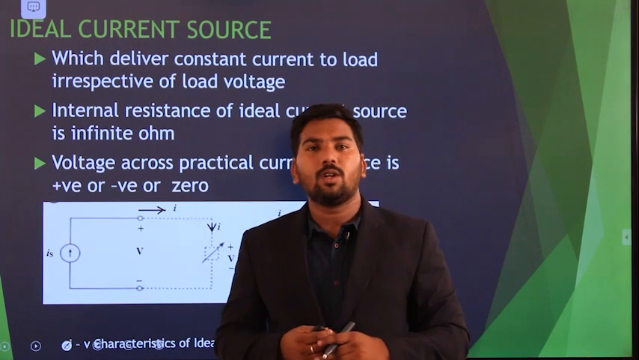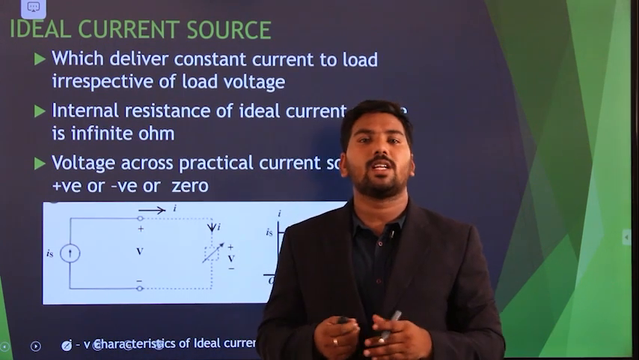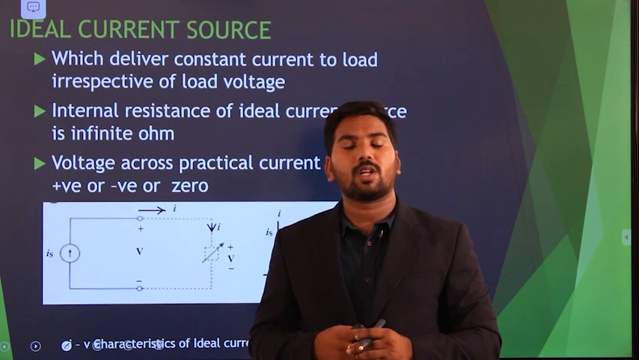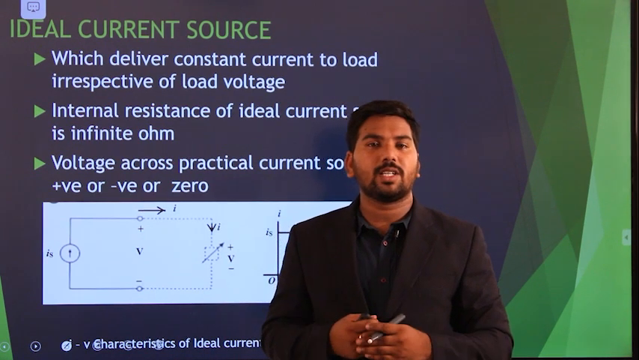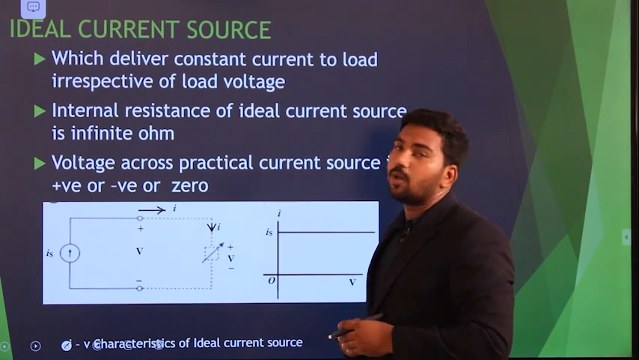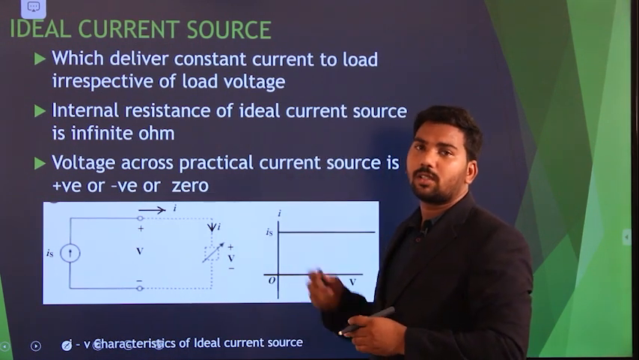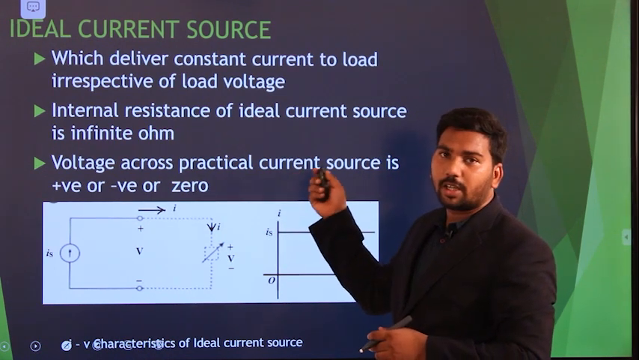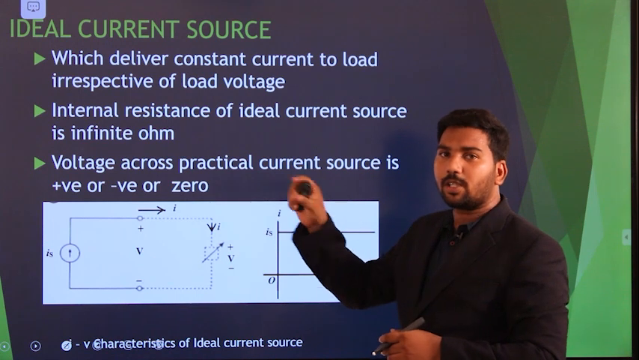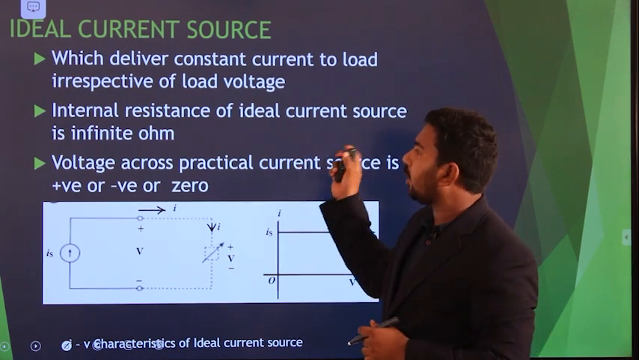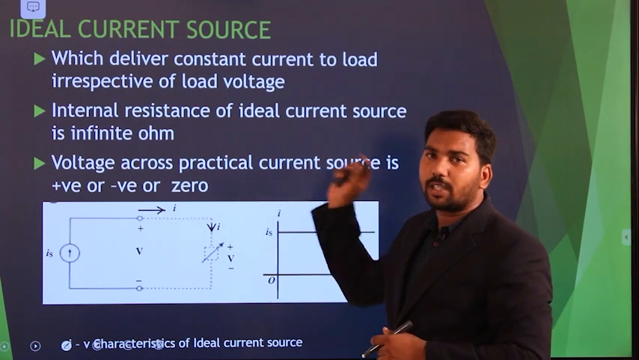Now we will discuss ideal current sources. What is an ideal current source? What is the plot of its IV characteristic? What is the internal resistance of an ideal current source? We will discuss now. This is an element that will deliver constant current to the load, irrespective of the load voltage. Whatever the load voltage may be, it will deliver the constant current.